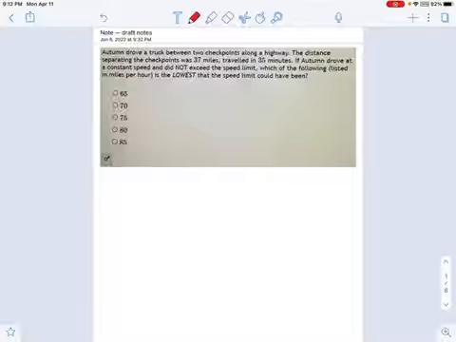We've got Autumn driving a truck between two checkpoints. The distance between the checkpoints is 37 miles, okay? And she drove that in 35 minutes. So what they're asking for is some estimate of the speed that's going on here. The way you do this is just by thinking about what speed is. Speed is defined this way: distance per time.